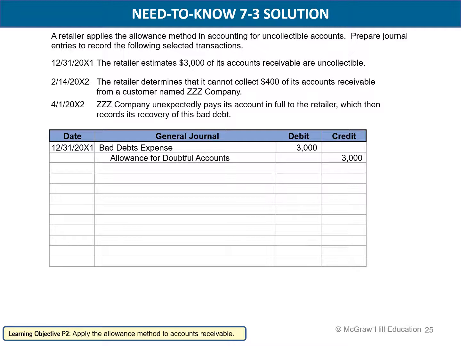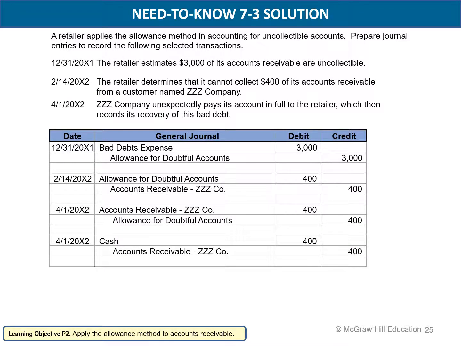Then the retailer determines it can't collect $400 of its accounts receivable from customer ZZZ Company. Well, since we're using the allowance method, we're going to reduce our allowance for doubtful accounts by $400 right here, and we're going to reduce our accounts receivable. Nothing hits the balance sheet here, right? Because you already recorded that here.